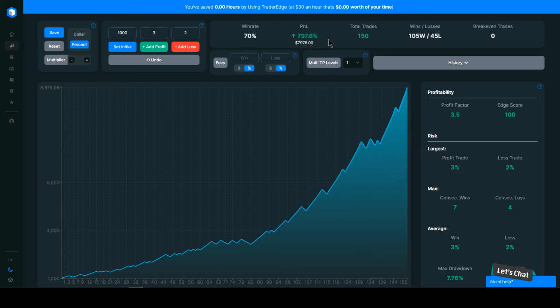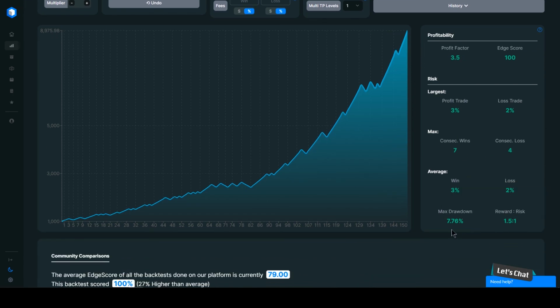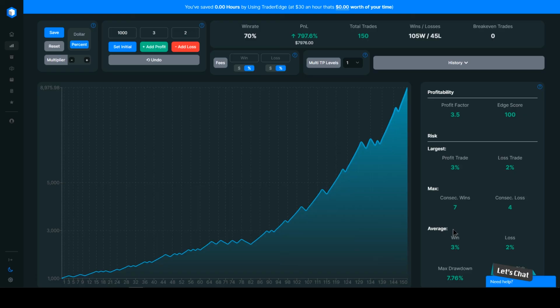We see that it had an amazing profit factor of 3.5, 7 consecutive wins against 4 consecutive losses, and a maximum drawdown of 7.76%. By the way, it took me just over 13 months to find these 150 trades. As always, remember, this is just 150 trades and the backtesting didn't have any discretion or subjectivity.